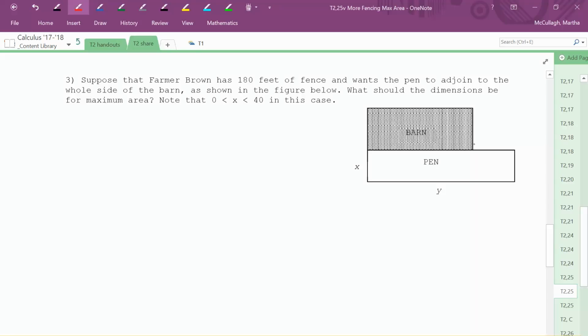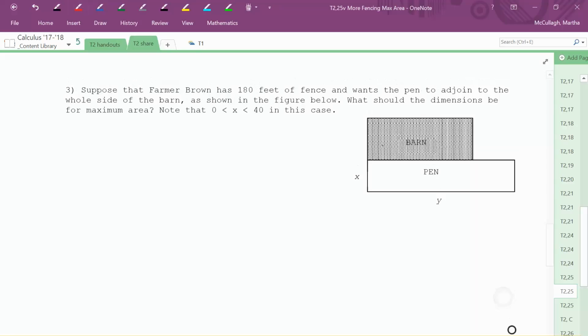Now, what are some of the reasons why the farmer might want to do that? Well, maybe there's gateways out of the barn, and he wants to make sure that all of those gates end up going into the pen. There could be all kinds of reasons why we would want to design our pen that way. So as shown in the figure below, what would be the dimensions for the maximum area?